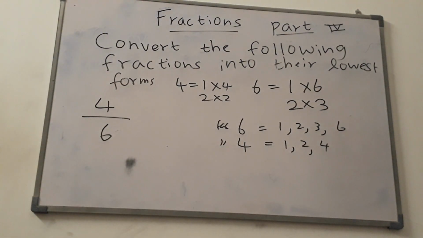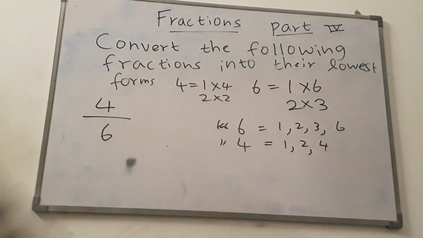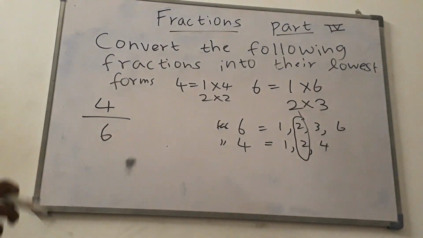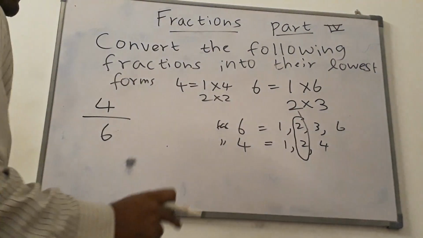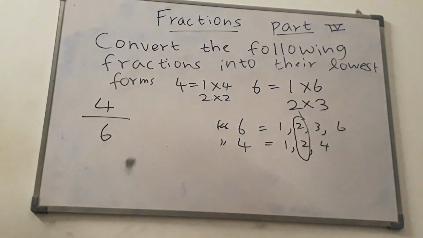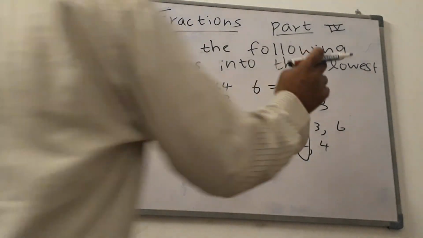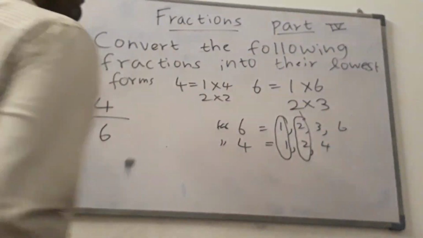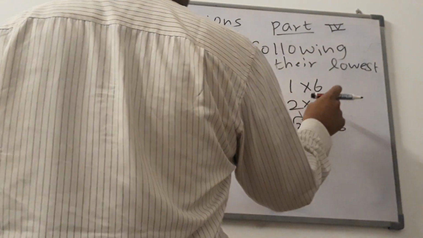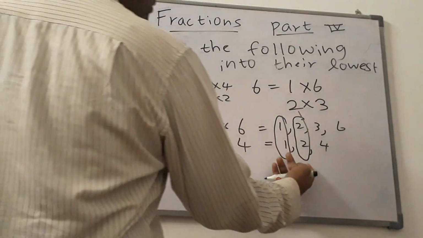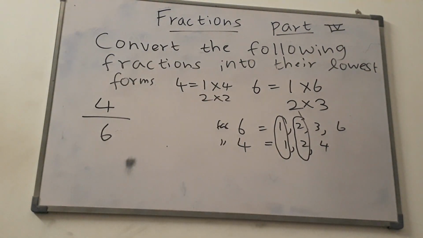So what is the common factor of both these two values? 2, right? 2 is the common factor of both 6 and 4. 1 is also a common factor, but the highest common factor is 2 here. 3 is a factor of 6 but not a factor of 4. 4 is a factor of 4 but not a factor of 6. 6 is a factor of 6 but not a factor of 4. So out of 1 and 2, the highest common factor is 2.